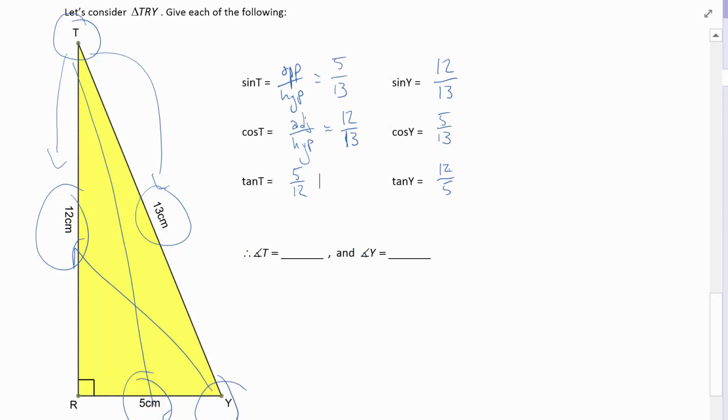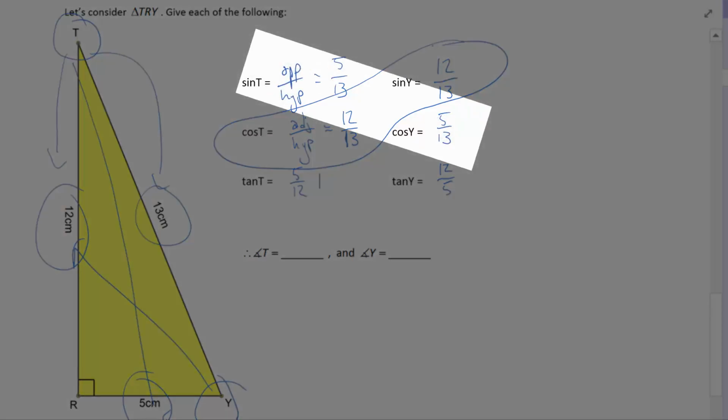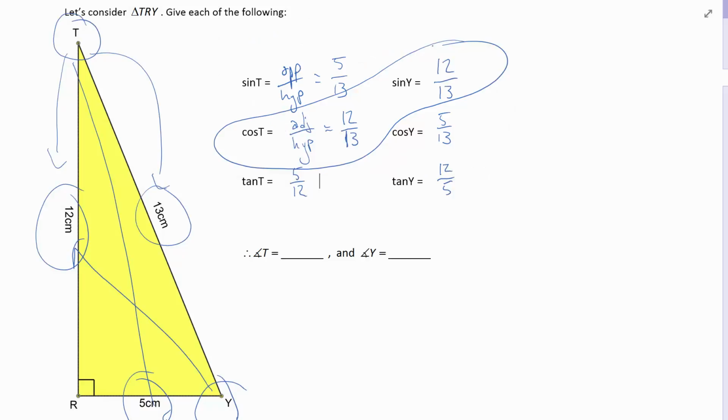I want you to also notice, though, that the sine of angle y and the cosine of angle t are both 12 over 13. And that the sine of t and the cosine of angle y are both 5 over 13. And this will happen, in fact, anytime you've got two angles that add up to 90 degrees. The cosine of one of those angles will be equal to the sine of the other. For instance, the cosine of 10 degrees must be equal to the sine of 80 degrees.